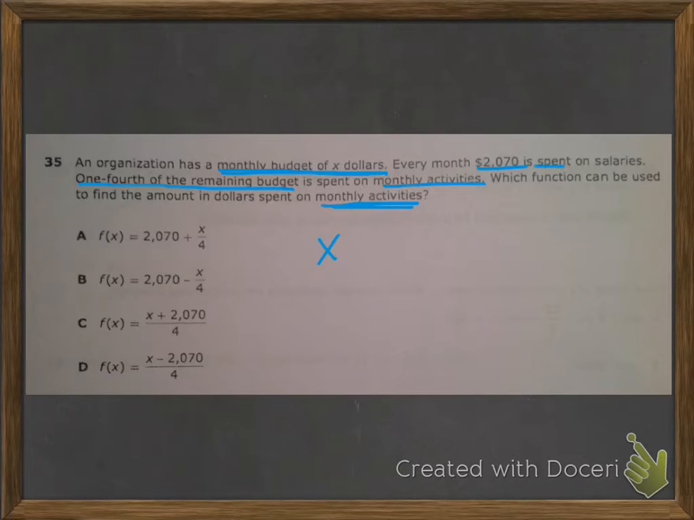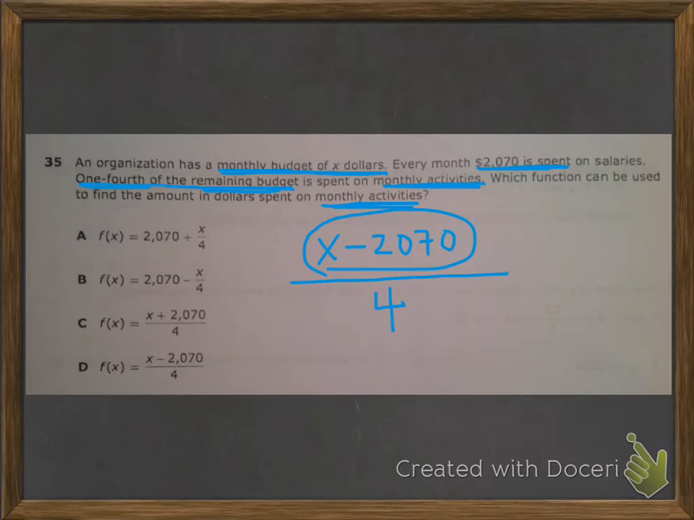They spend $2,070 on salaries, so they're taking that much money away from their budget, subtracting it out. Of the remaining budget, 1/4 of it is going to be spent on monthly activities. So to get the amount of money for monthly activities, we're basically going to figure out what 1/4 of this is, so we're going to divide it by 4. The answer choice that looks like that is D. That's all you have to do there.